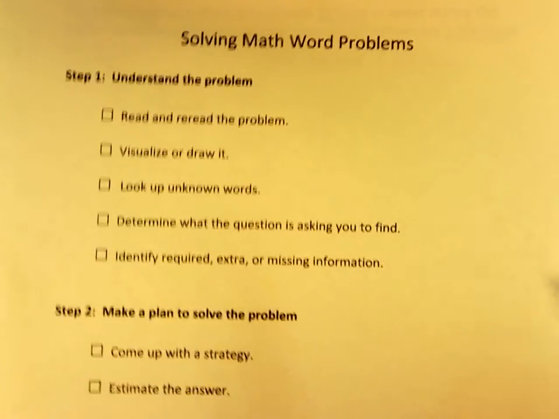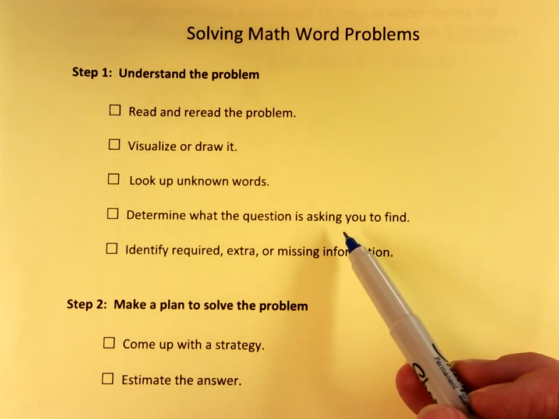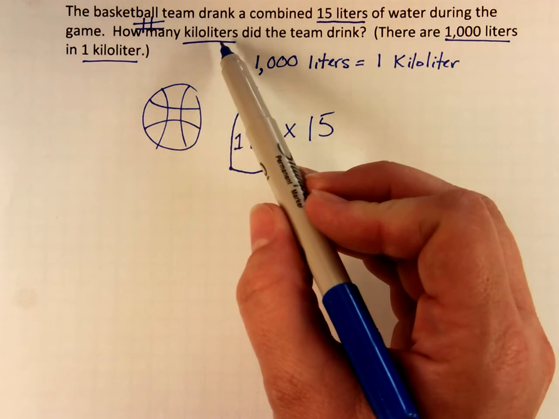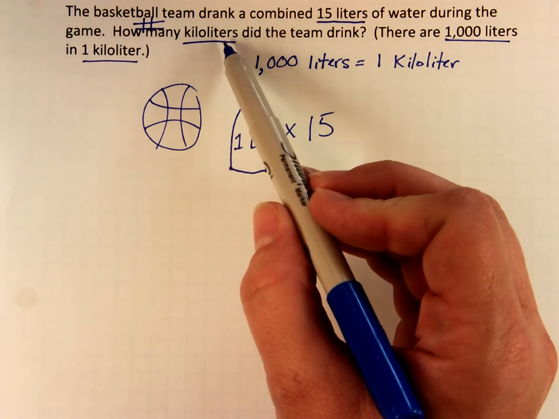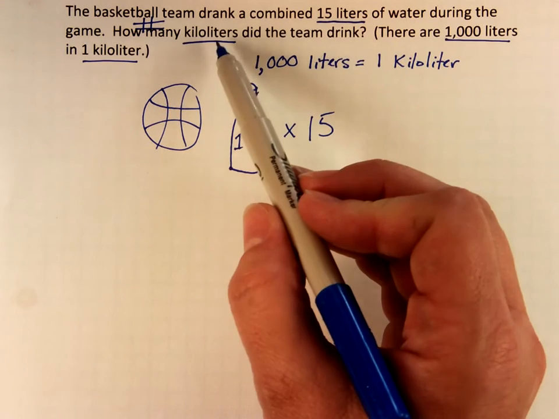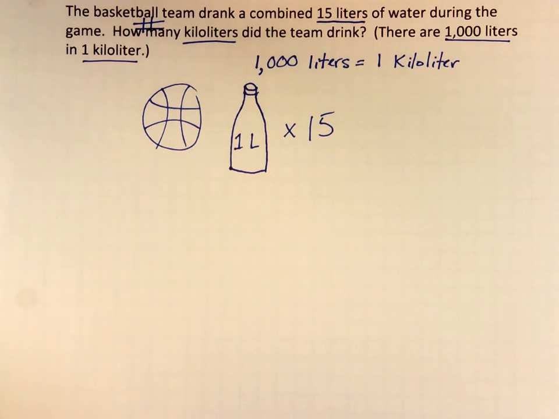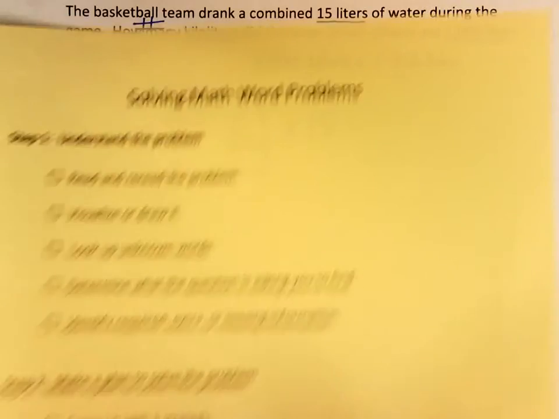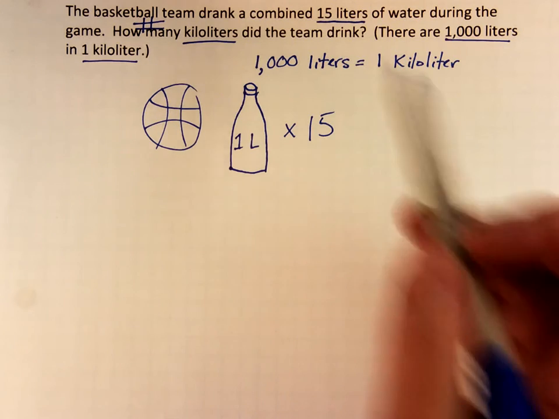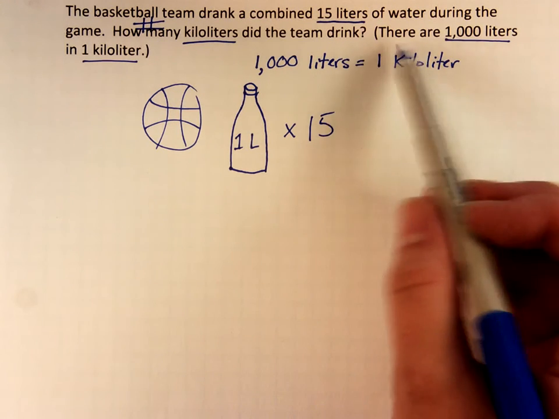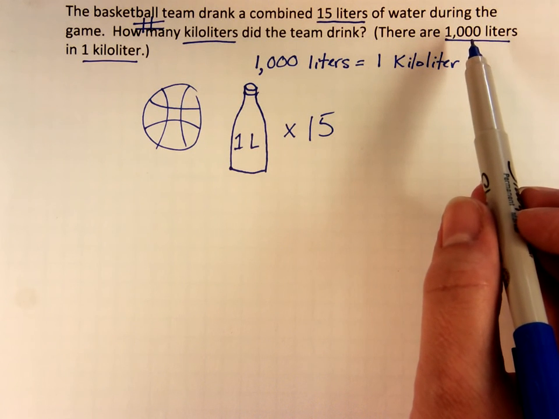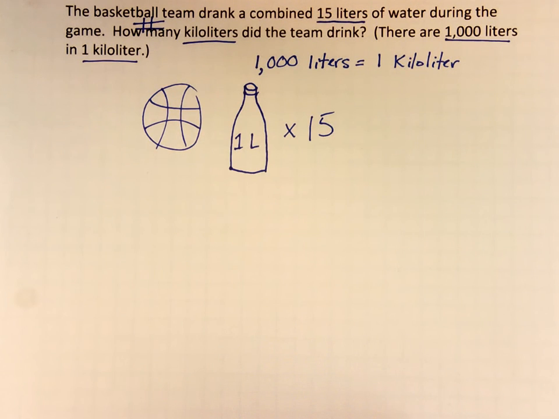Let's move on. Determine what the question is asking you to find. The question is asking us to find how many kiloliters did the team drink. So I'm going to be converting liters into kiloliters. Identify required, extra, or missing information. I believe I've got everything that I need, especially since the problem had the conversion for me. If that wasn't there, you'd have to probably look in your class notes or look online to find out how many liters is in 1 kiloliter.